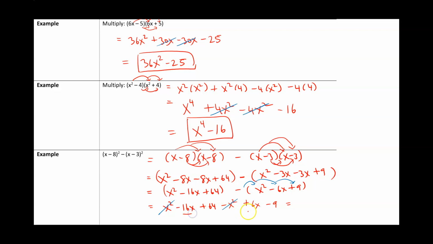Then I have a negative 16 and a 6, that is a negative 10x. And then I have a 64 minus 9, that is a positive 55. And that's it for this section.